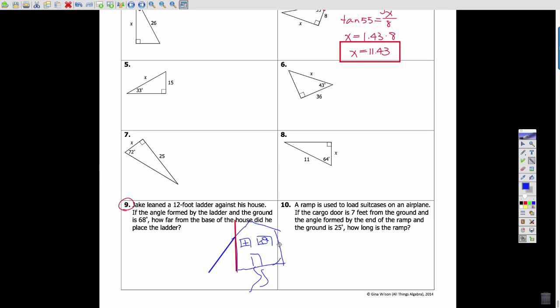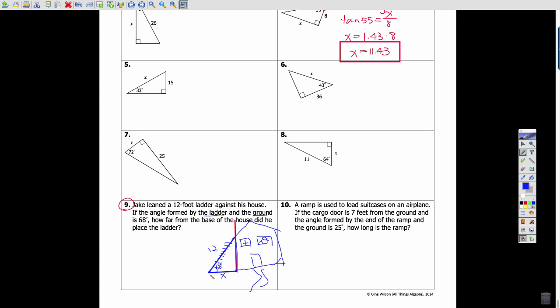Okay? And then it's asking me, let's see, what does it say? If my ladder is here, leaning against the house, and this ladder is 12 feet long, and the angle formed by the ladder and the ground is 68 degrees, so this angle is 68 degrees. How far from the base of the house did he place the ladder? In other words, what's the distance from the base of the house to the beginning of the ladder? How far is x?